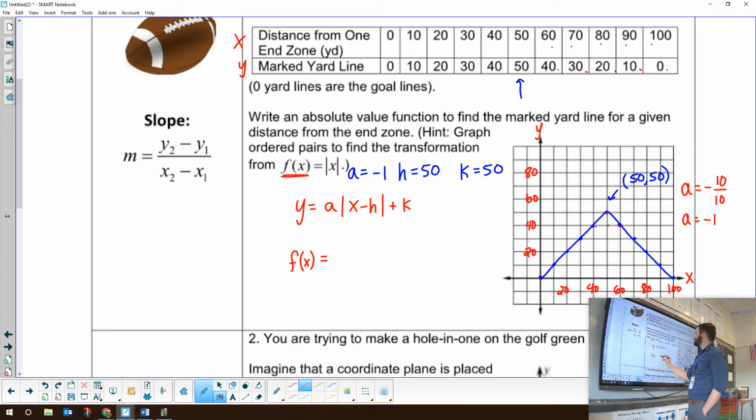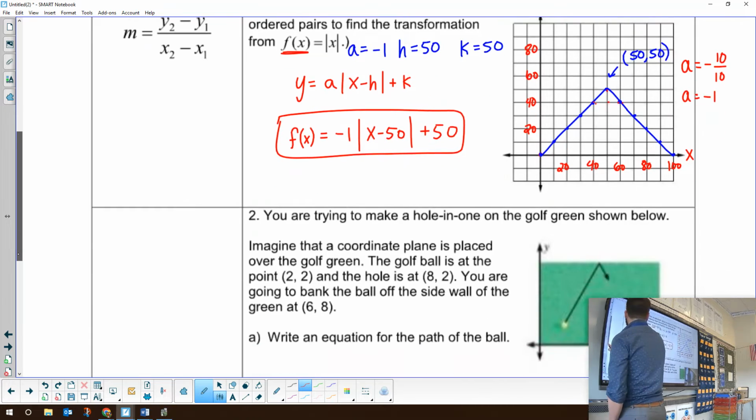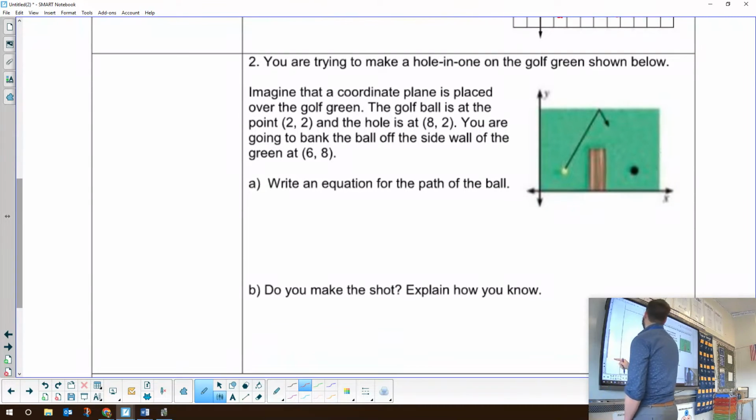I'm going to go f of x equals negative 1 in front times x minus 50, because it's a flip to what h normally is, plus 50. And there is my equation. Okay? And that represents that.